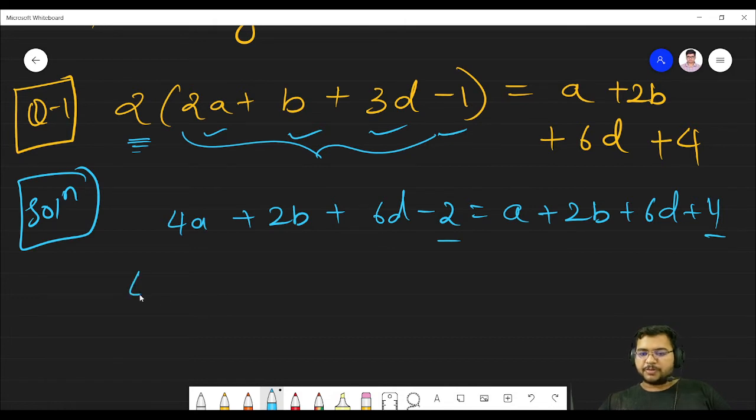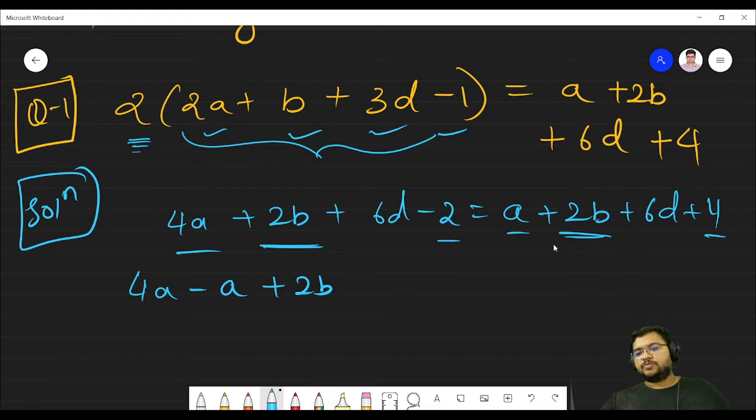So it will become 4a. Now what I will do is, I will work here smartly. To decrease the number of steps, we'll write the like terms together. So this is 4a and this is a. As I bring this a to the left hand side, it will become minus a. Now this plus 2b is here on the left hand side, and as soon as I bring this 2b from the right hand side to the left hand side, it will become a negative 2b. Now I will write this as 6d, and bring this 6d from the right hand side to the left hand side.